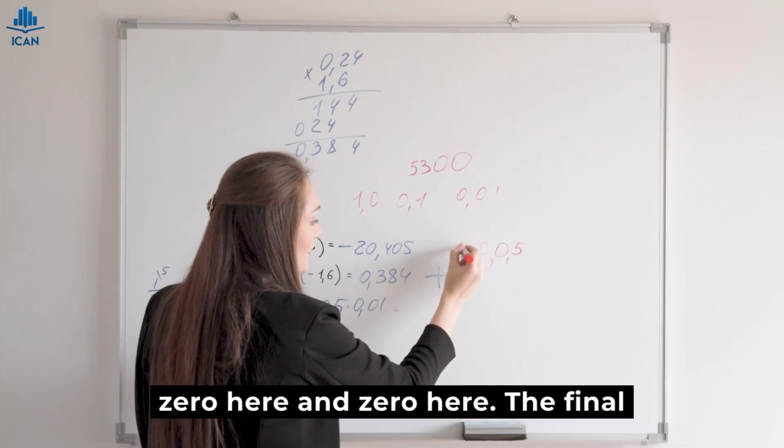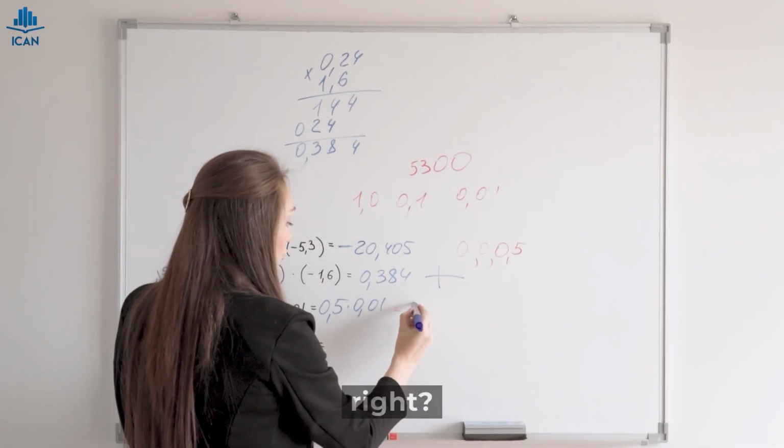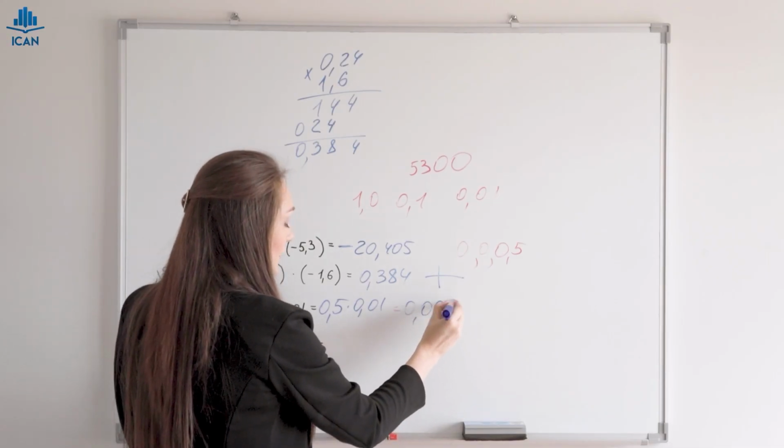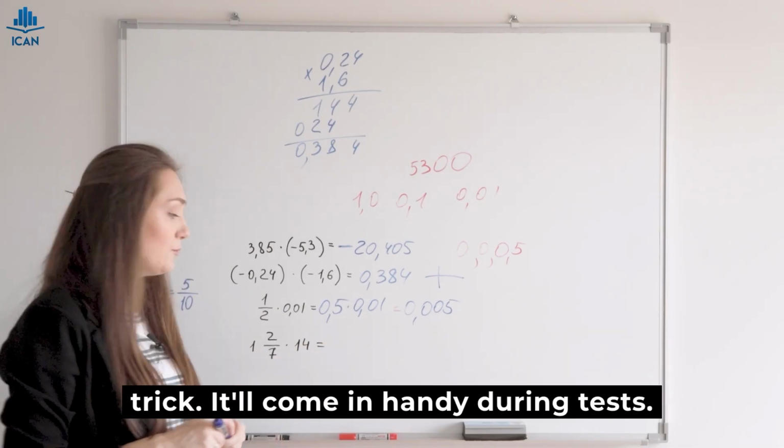So we have 0 here and 0 here. The final answer is 0.005 comma, right? 5 thousandths. This is a very useful trick. It'll come in handy during tests.